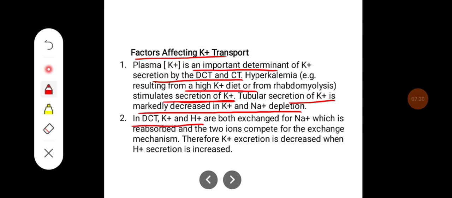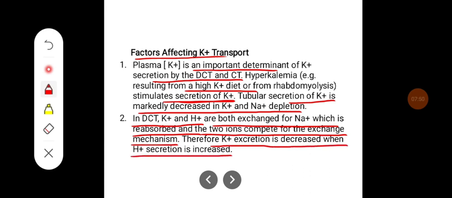In the DCT, potassium and hydrogen are both exchanged for sodium, which is reabsorbed, and the two ions compete for the exchange mechanism. Therefore, potassium excretion is decreased when H plus ion secretion is increased.